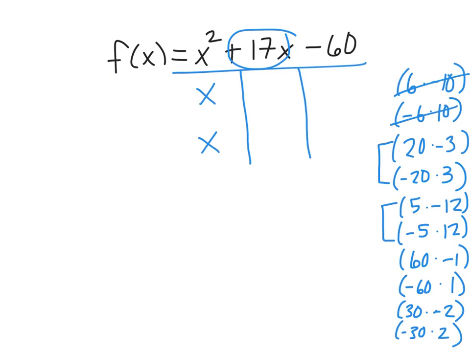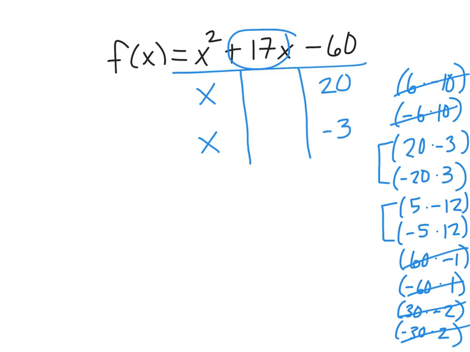60 plus 1 is 61. 60 minus 1 is 59. This will definitely not give me 17. And then lastly, 30 plus 2 is 32, or 30 minus 2 is 28. This also does not work. So now instead of trying out 10 possibilities, I'm going to just try out 4 possibilities. Okay? And I put them on this column and I experiment. Let's find out if it works. So I have 20 times negative 3.